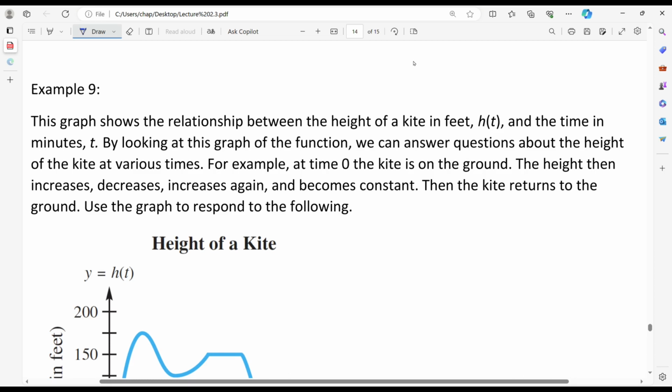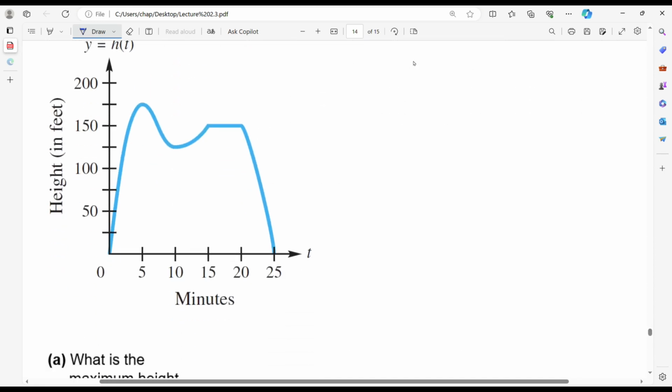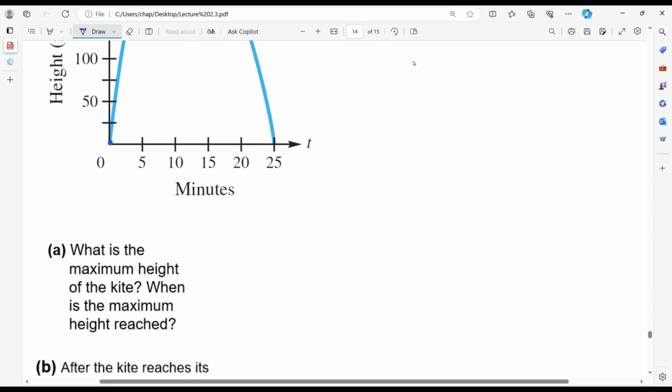Use the graph to respond to the following. So we have the picture of the graph. We start off there at the ground, and it rises, it decreases again, and then it gets constant for a few seconds, and then it goes back down to the ground. Let's answer some questions. What is the maximum height of the kite? When is the maximum height reached?